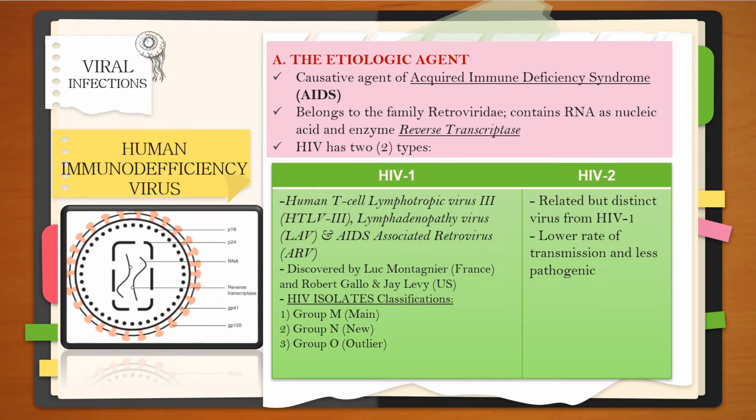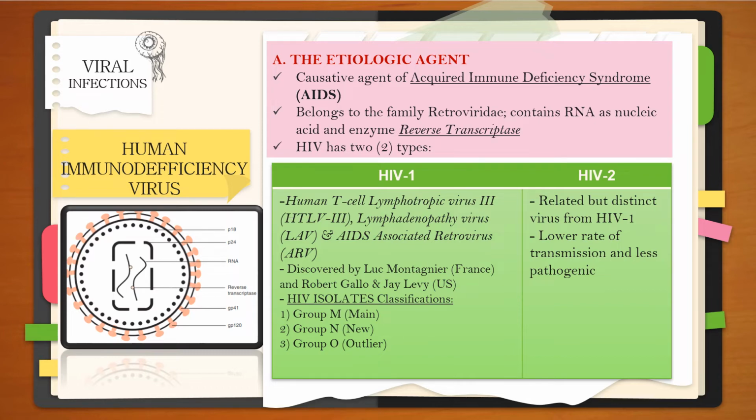Moving on with viral infections, we have the human immunodeficiency virus, which is the causative agent of AIDS, or acquired immune deficiency syndrome. It belongs to the family Retroviridae and contains RNA as its nucleic acid and a unique enzyme, the reverse transcriptase, that basically transcribes RNA to DNA. Reviewing our infectious diseases from immunology, there are basically two types of human immunodeficiency viruses, your HIV-1 and HIV-2.